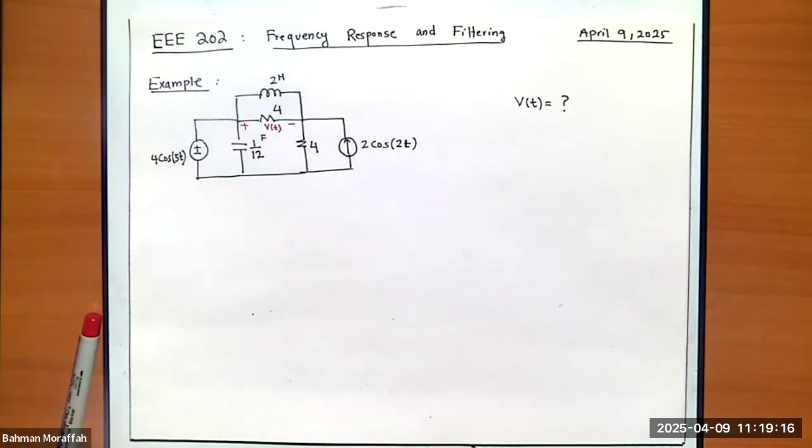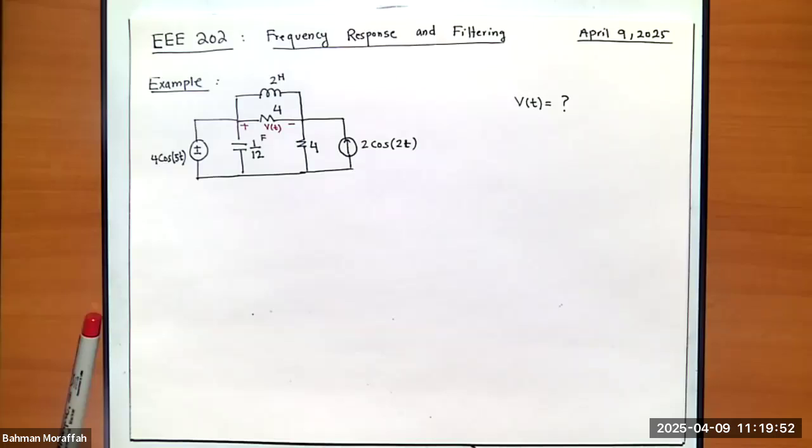What I do know is that this is still a linear circuit. Since this circuit is linear, I have superposition. If I do superposition, I'm going to find the contribution of each source separately, and then add them up in the time domain. If I want to find the contribution of the voltage source, I'm going to have to keep the voltage source and get rid of the current source.